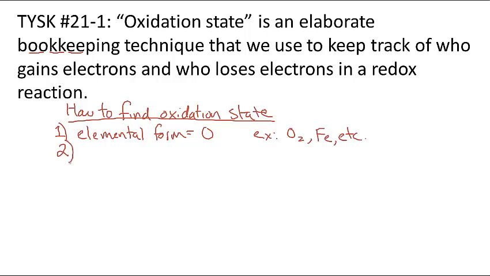Rule 2. Ion. If you have an ion, it's equal to the charge. So examples here. Na plus, Cl minus. Your oxidation number here is +1. Oxidation number here is -1.